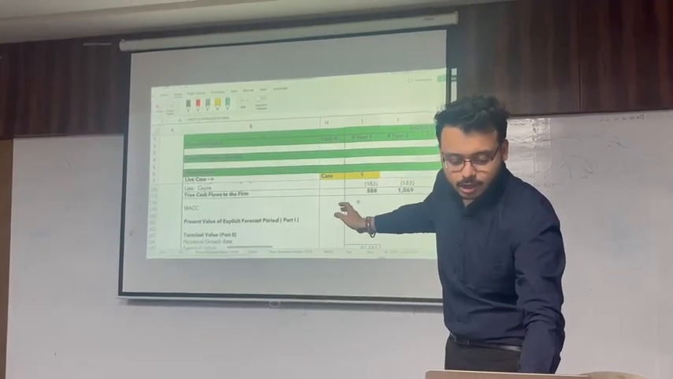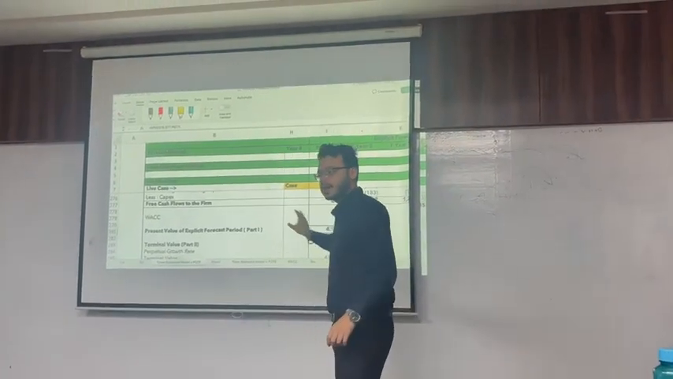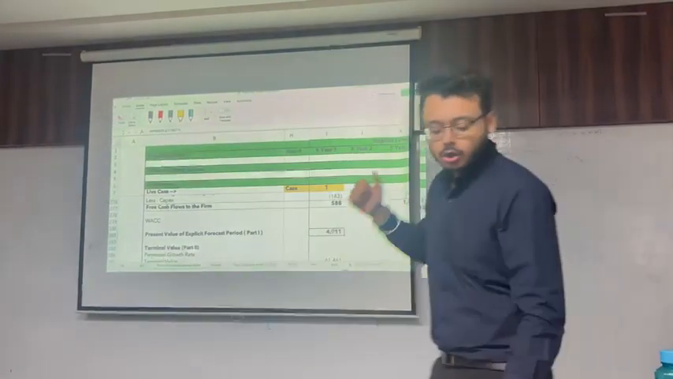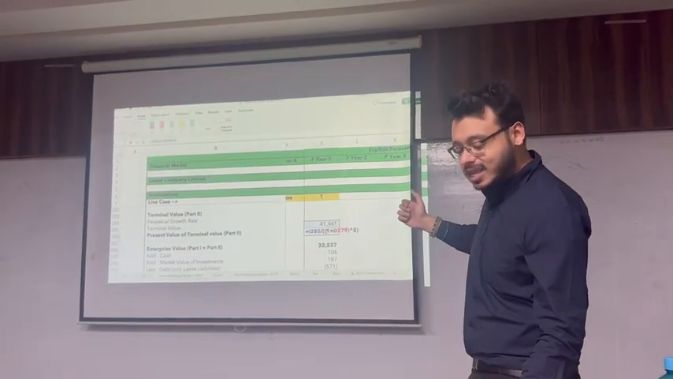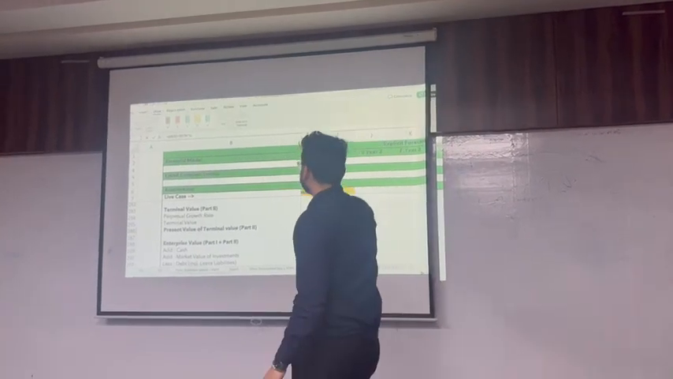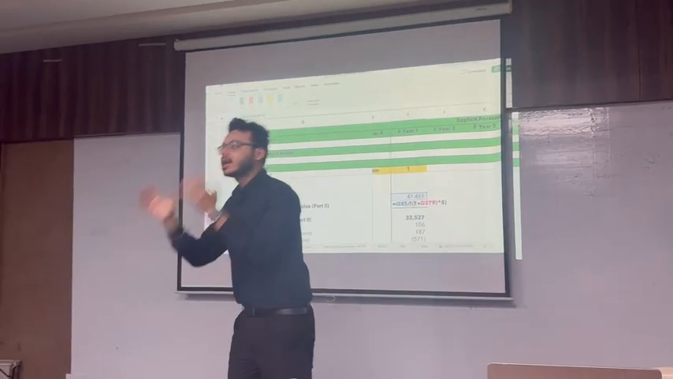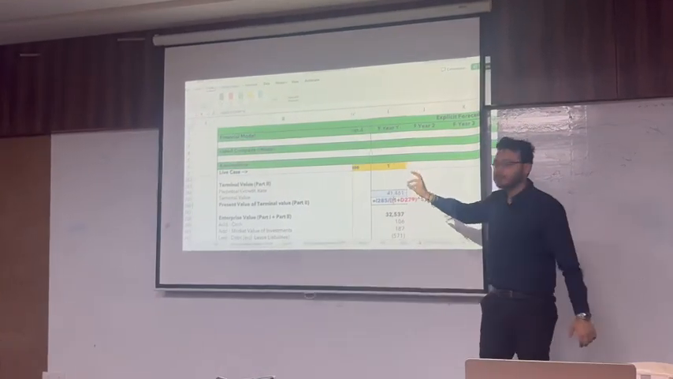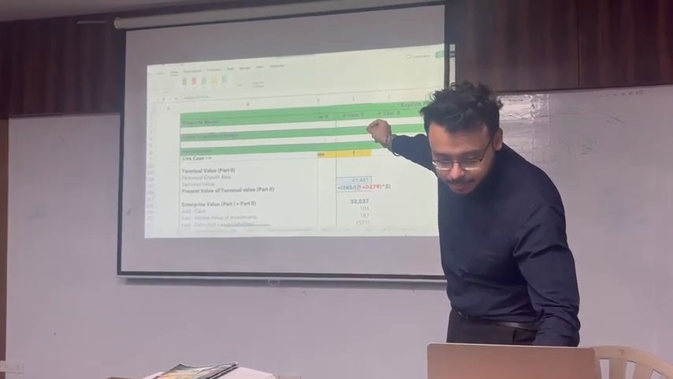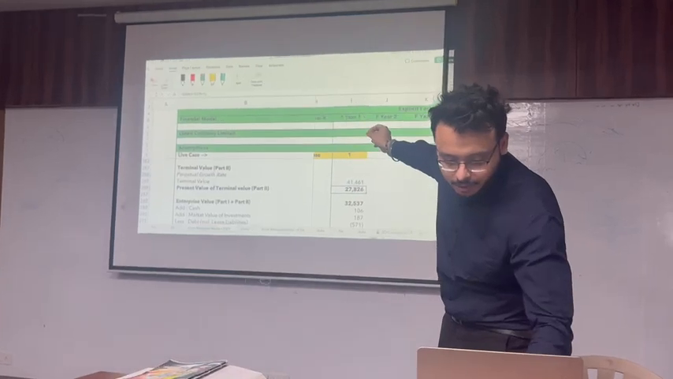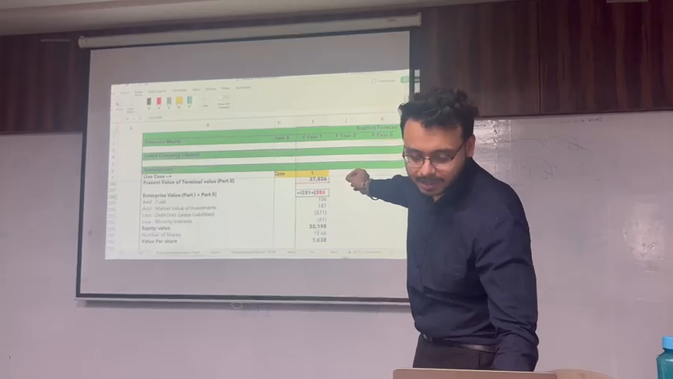You see this number. So this number that you see, 4711, is the present value of the future free cash flows. Correct? Terminal value is 40,461, and 27,826 is the present value of my terminal value. So one is the present value of my future free cash flows plus the present value of my terminal value, and when you add both these numbers, you simply get the company's enterprise value.